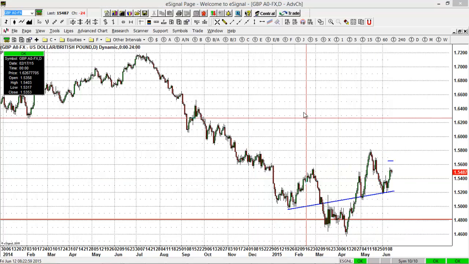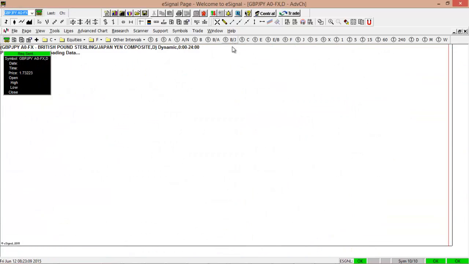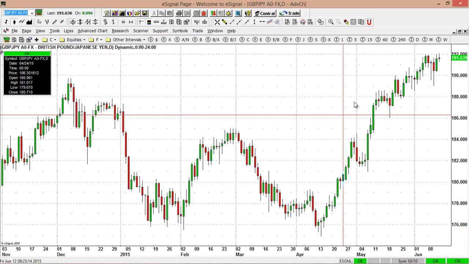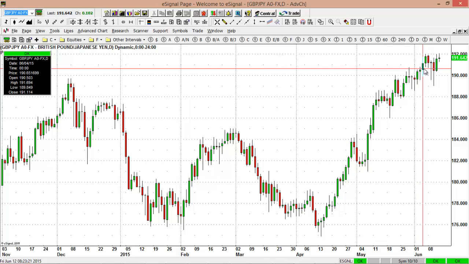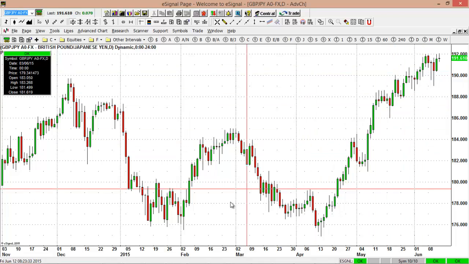But as I said yesterday, the British pound has been a star over the last couple of months, gaining against just about every currency pair. And one currency pair that briefly touched its high for the year was the British pound Japanese yen. The market traded up to 192.04, and the previous high was 191.60.